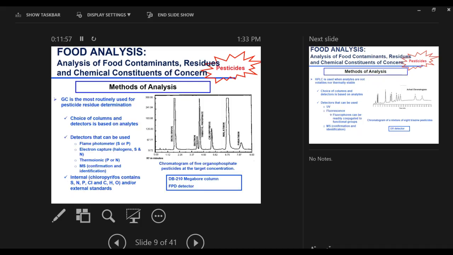So here's a quantitative method using GC. It's mostly used because most pesticides are thermally stable and volatile. You can use different columns based on the pesticides, and different textures as well, based on the pesticides we're looking for. You can use internal standards to enhance the sample preparation and reduce errors, and if you're looking to quantitate, you obviously need external standards.